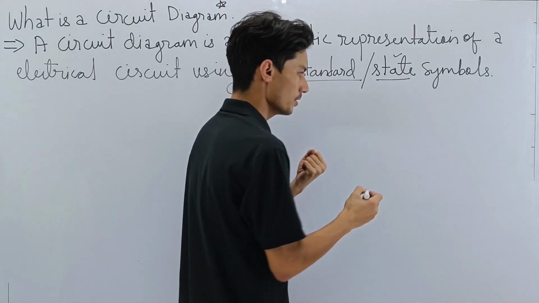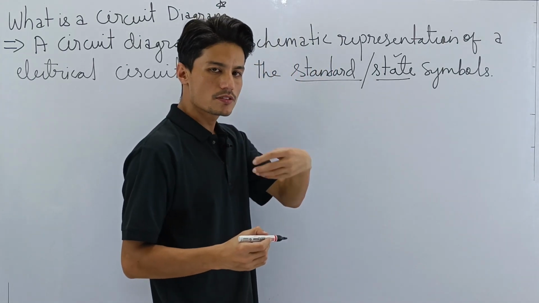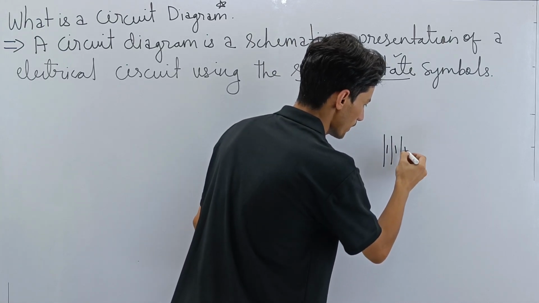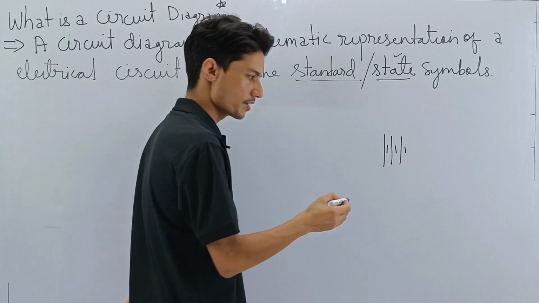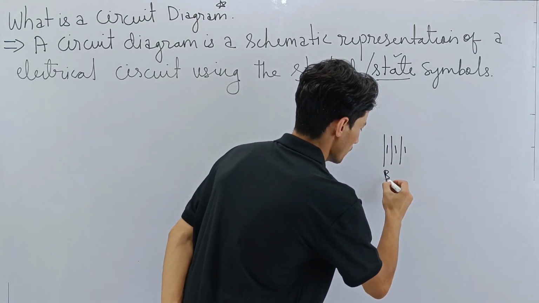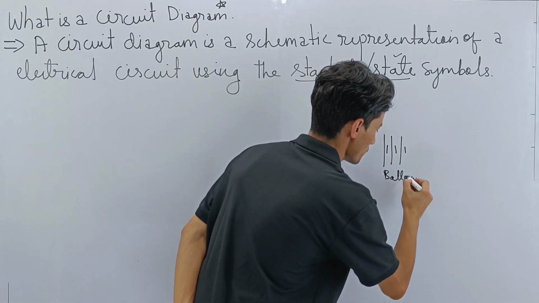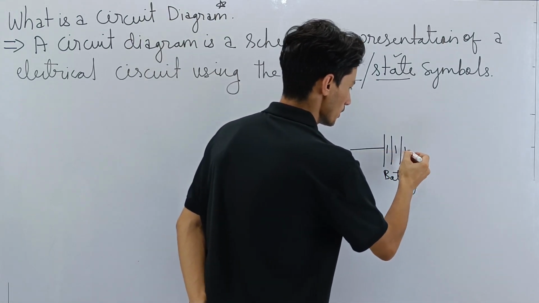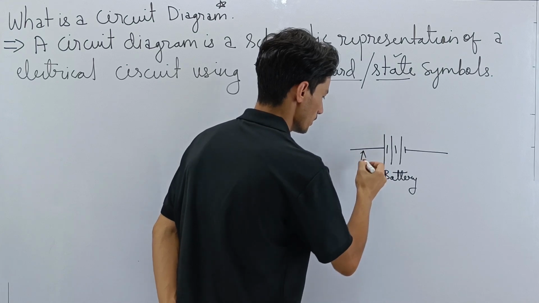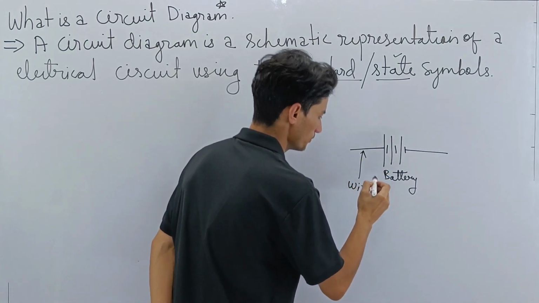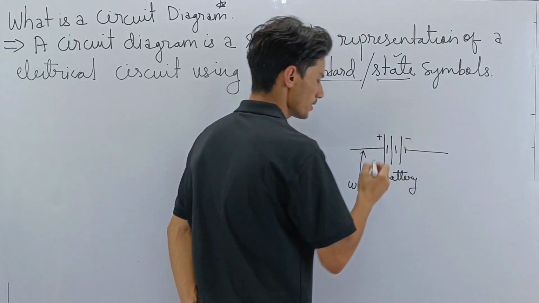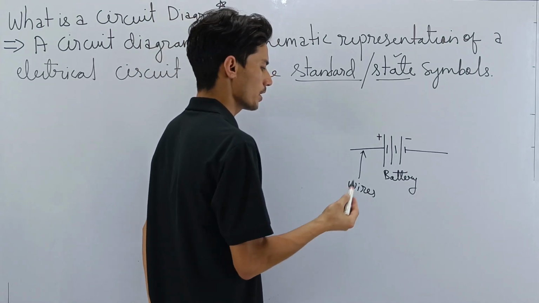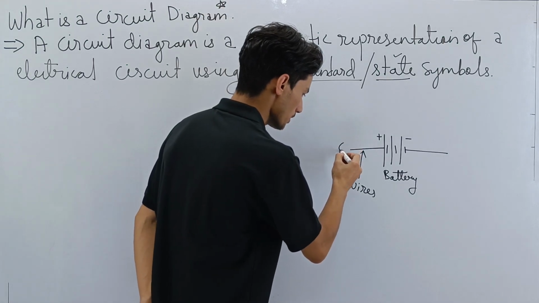Battery, remember, not the cell but the battery, a combination of many cells. So plus minus plus minus plus minus, minimum 3. Then we need wires. So this is the battery. I'll write down whatever state symbols we're using. Battery used. Then next, this is wires. So wires also we're using. This is plus, this is minus. Then we can always use a plug or switch or key also. So let's keep the plug here.